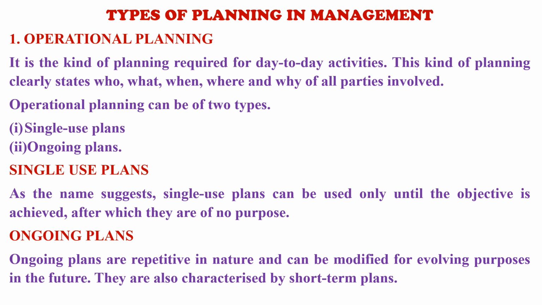Single-use plans. As the name suggests, single-use plans can be used only until the objective is achieved, after which they are of no purpose. Ongoing plans. Ongoing plans are repetitive in nature and can be modified for evolving purposes in the future. They are also characterized by short-term plans.